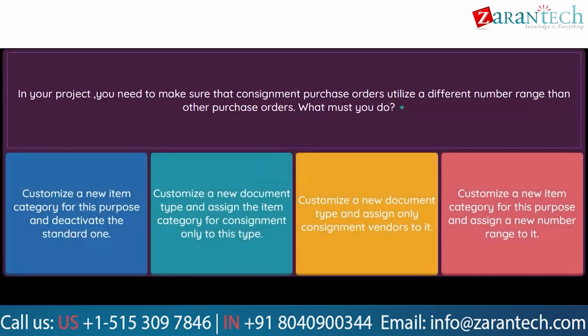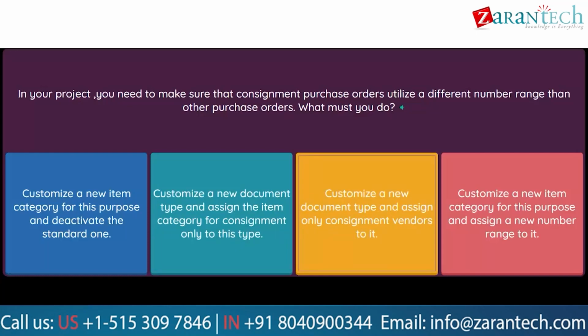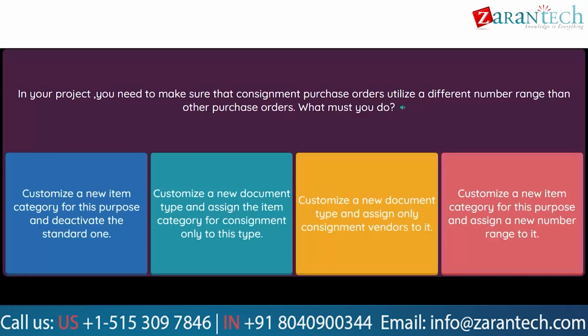Question: in your project you need to make sure that consignment purchase orders utilize a different number range than other purchase orders. What must you do? Option 1: customize a new item category for this purpose and deactivate the standard one. Option 2: customize a new document type and assign the item category for consignment only to this type. Option 3: customize a new document type and assign only consignment vendors to it. Option 4: customize a new item category for this purpose and assign a new number range to it.